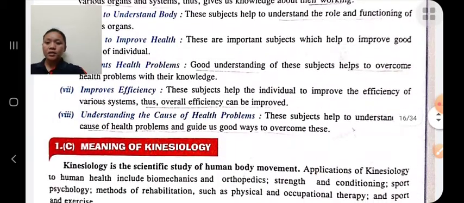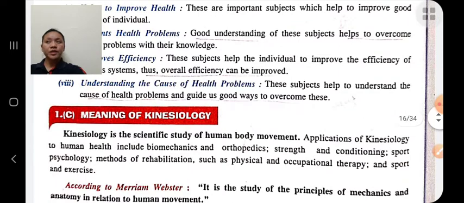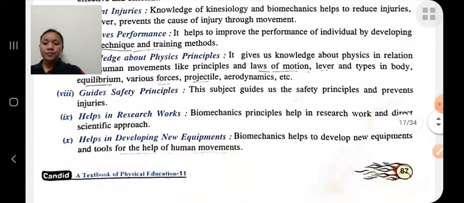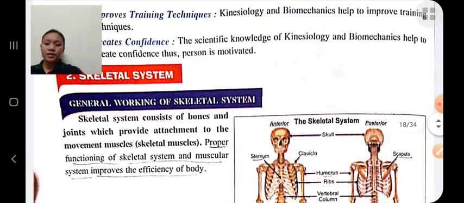The meaning of kinesiology: it is the scientific study of human body movement, how the human body moves. Skeletal system, what is the skeletal system? It consists of bones and joints and provides attachment to the muscles, and it protects our internal organs.